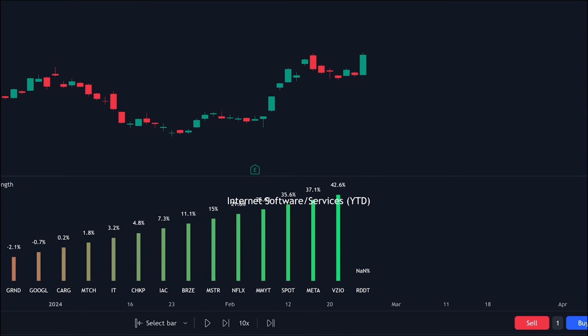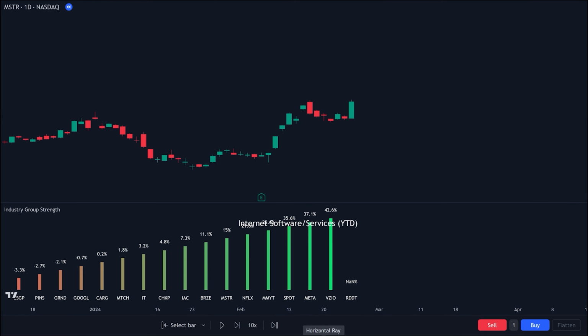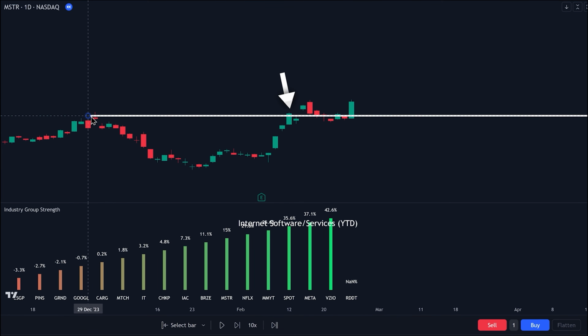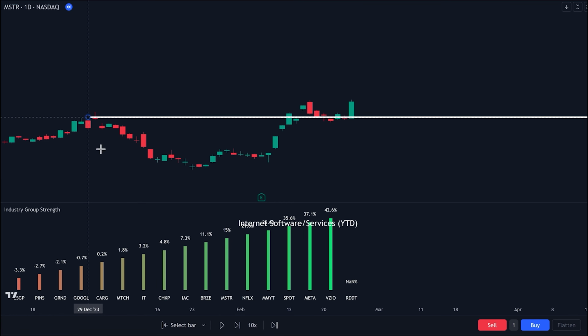This is important because we're looking for strong stocks to trade, and MicroStrategy is clearly showing bullish momentum based on its sector performance. Now, let's zoom in on the price action. We see that the price of MicroStrategy has recently broken above a previous resistance level. The key point here is that after this breakout, the price has pulled back to retest that level, which now acts as support. Now we move to the entry point.